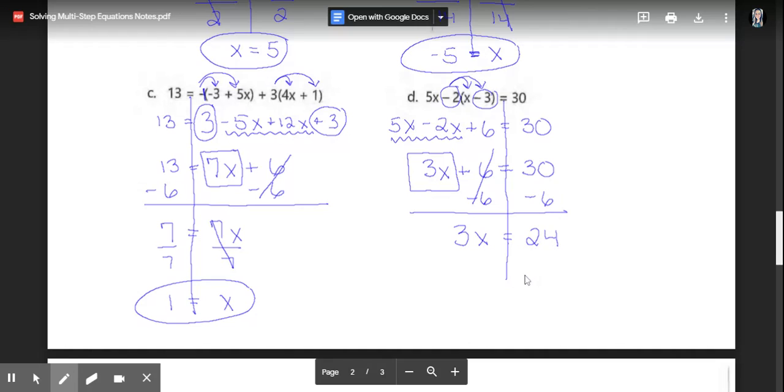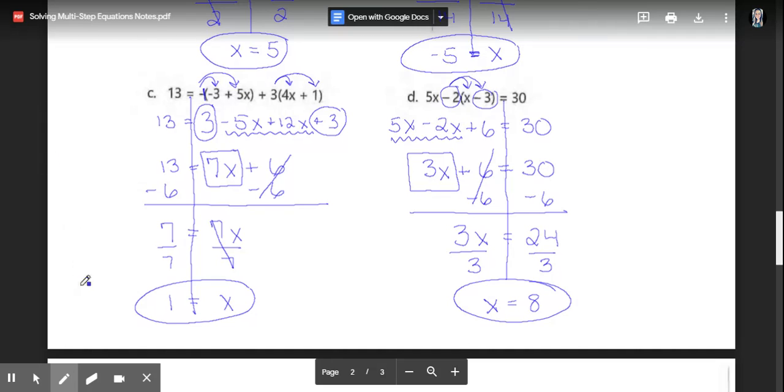What's the final step? We need to divide by the coefficient. So divide by 3, divide by 3. Final answer, I get x is equal to 8. And that takes care of solving multi-step equations that have both distributing and combining like terms.